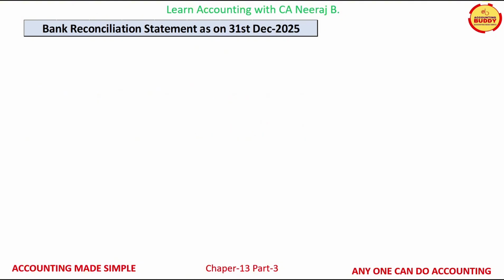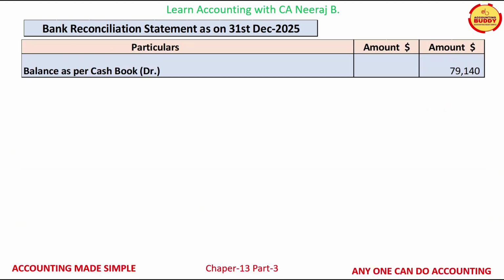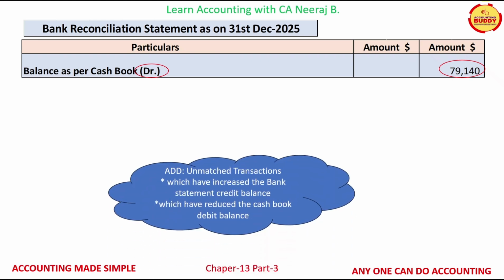Basis unmatched transactions and the understanding of their impact, let us prepare the bank reconciliation statement by starting with the cash book debit balance of $79,140. Let us first consider all the unmatched transactions which need to be added to the cash book debit balance. Only those unmatched transactions will be added which have increased the bank statement credit balance and which have reduced the cash book debit balance.